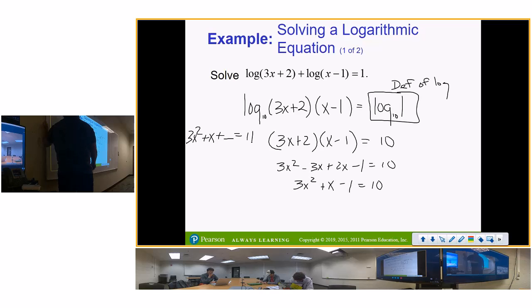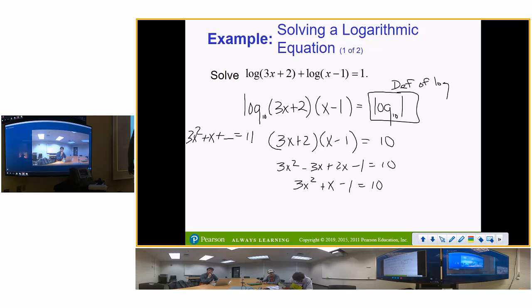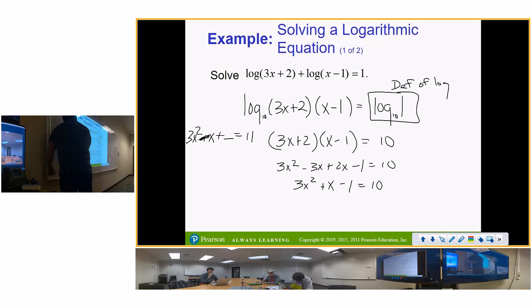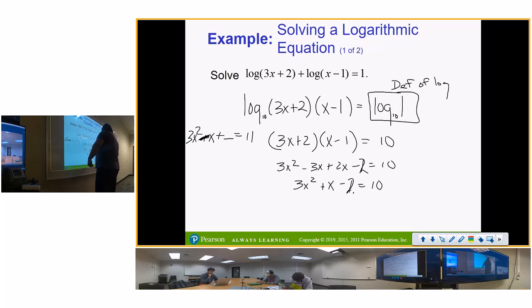Did y'all see an error? It's minus x. Where? Plus x. Oh, minus x. Is that the only thing I did wrong? Yes. I think. Minus, no, that's 2. 2 times 1 is 2. So that's going to be plus 12. Check it again. Everybody check my work.